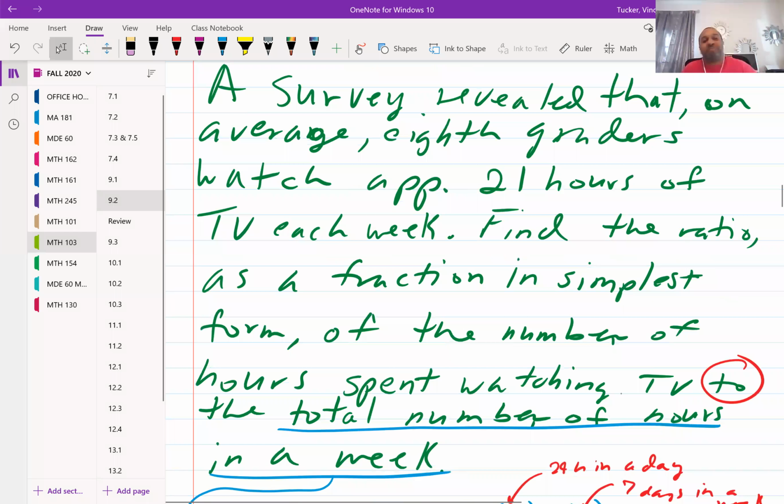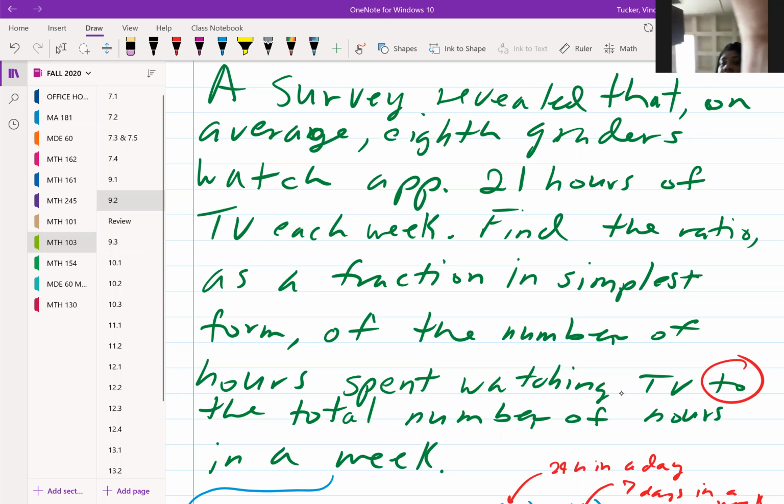All right, so a survey revealed that on average, eighth graders watch approximately, so I did APP for short, approximately 21 hours of TV each week. Find a ratio as a fraction in simplest form of the number of hours spent watching TV to the total number of hours spent in a week. So let me remove these lines. We'll put them back later, but give you guys a chance to copy that.